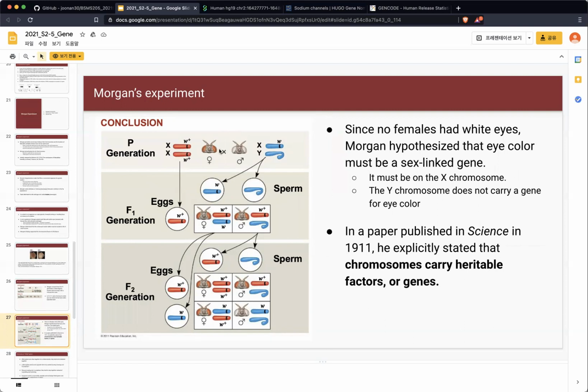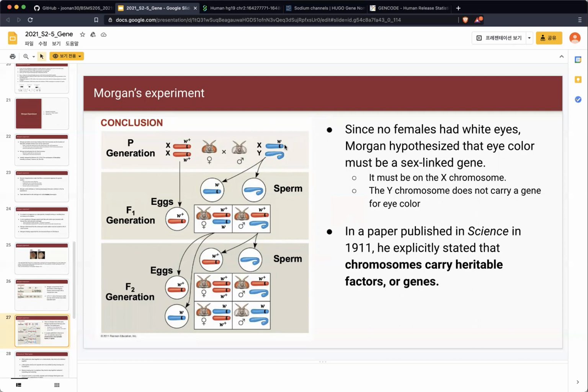The reason is that the alleles determining eye color are located on the X chromosome, and we call this eye color gene a sex-linked gene. Because of its location on the sex chromosome, the ratio in the F1 and F2 generations is determined by the chromosome location, right? So Morgan could conclude that the eye color determining gene has to be sitting on the X chromosome, and the Y chromosome does not carry a gene for eye color, right?